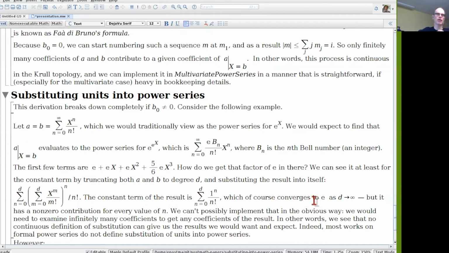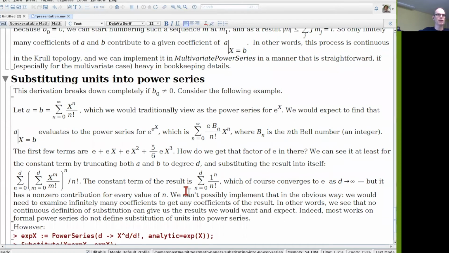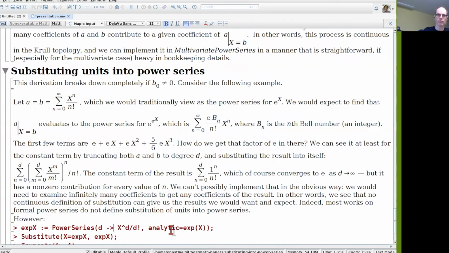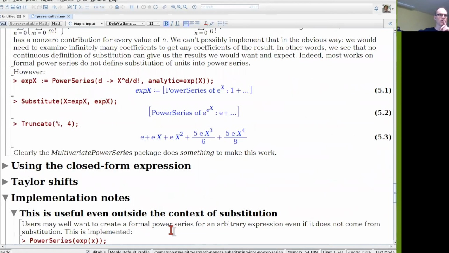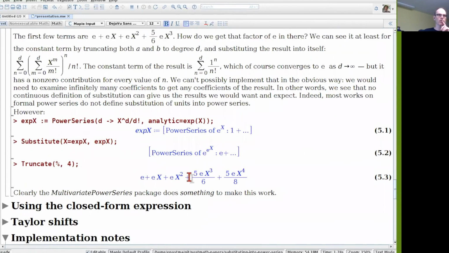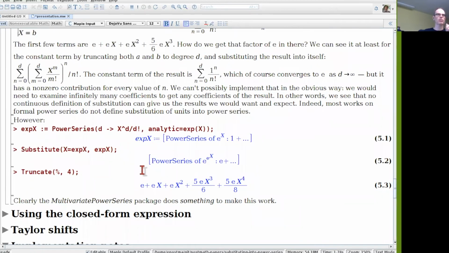In other words, we see that substituting a unit into a power series is not continuous in the Krull topology. However, if we have this power series and we substitute it into itself, we see that the multivariate power series package in its newest iteration, I should mention that this is the sort of work in progress version of Maple, gets exactly those numbers that we expect to find here. So the multivariate power series package must be doing something to make this work. I wonder what it is.